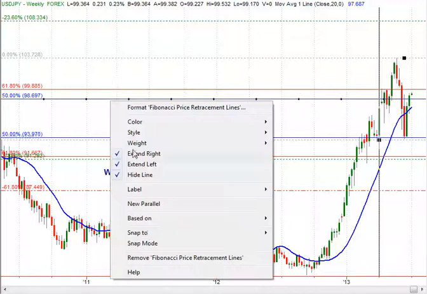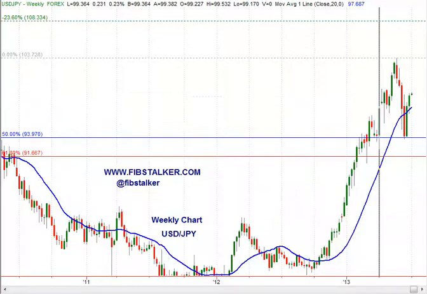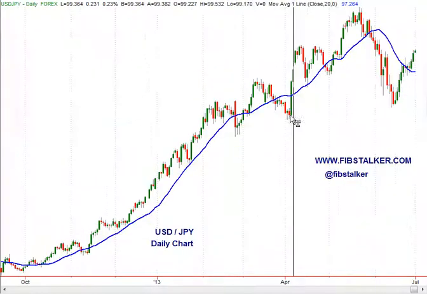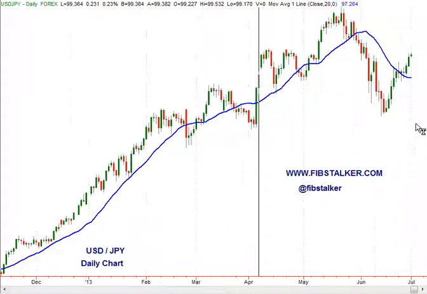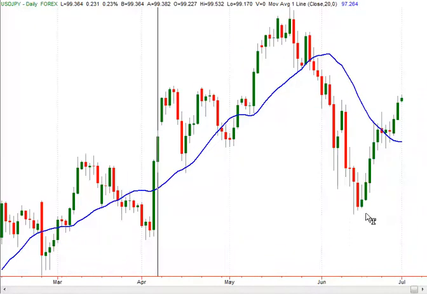Now let's remove this and then quickly see what is happening on the daily chart. On the daily chart we have this 94 area support.